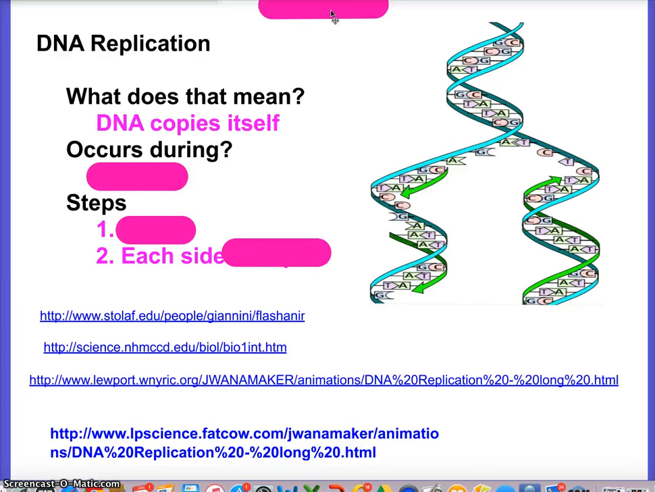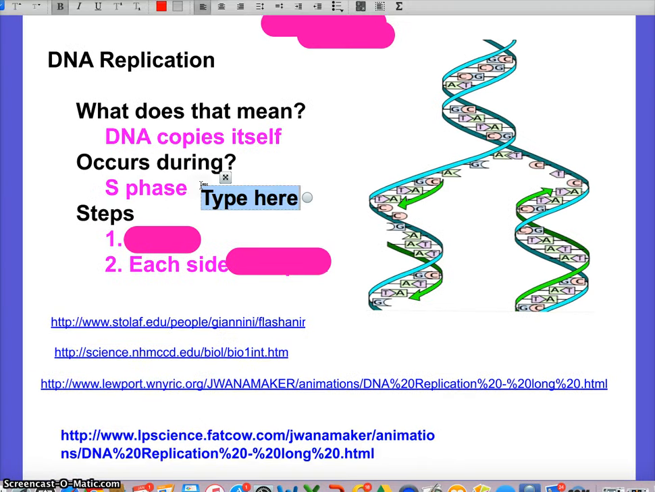And when does it happen? Think of the cell cycle. Mitosis. S phase of interphase. So we call that, what does the S phase stand for? So there's another word, synthesizing. That's what it's doing.